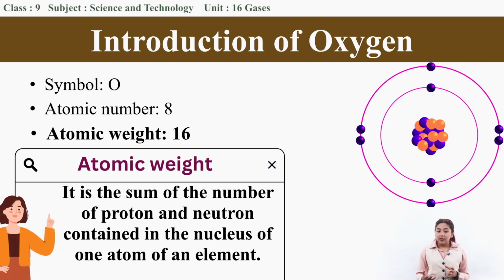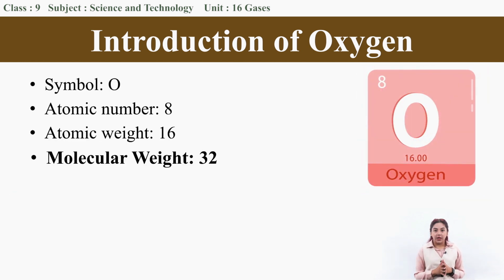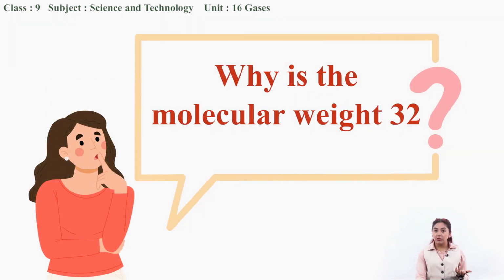The atomic weight is the sum of the number of protons and the neutrons contained in the nucleus of one atom of an element. Since oxygen has 8 neutrons and 8 protons, 8 plus 8 is 16. That's why the atomic weight of oxygen is 16. Now the molecular weight. The molecular weight of oxygen is 32.